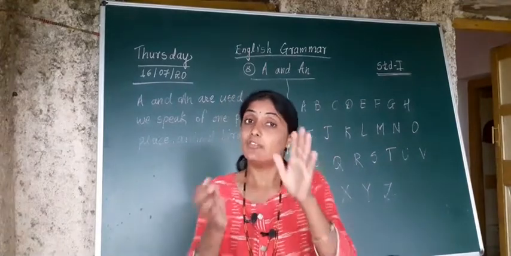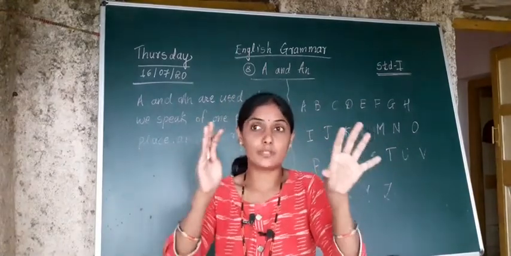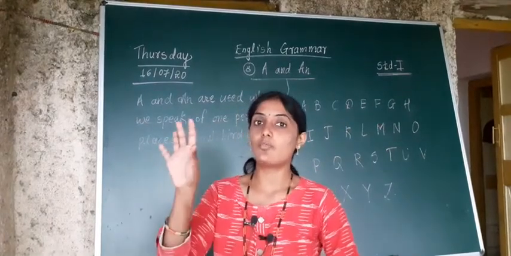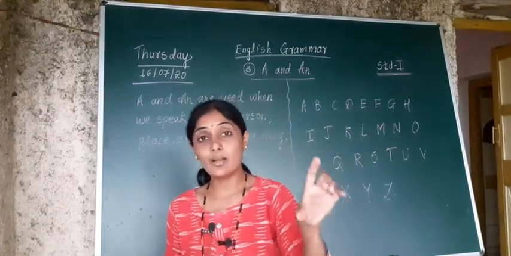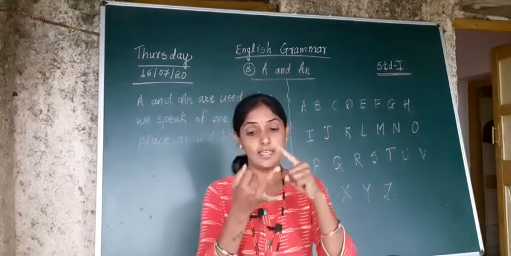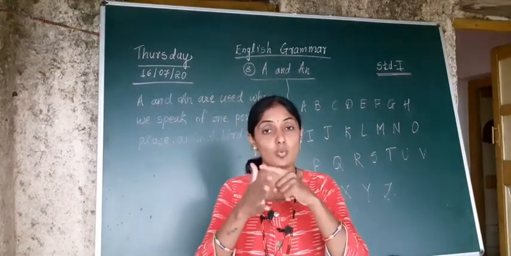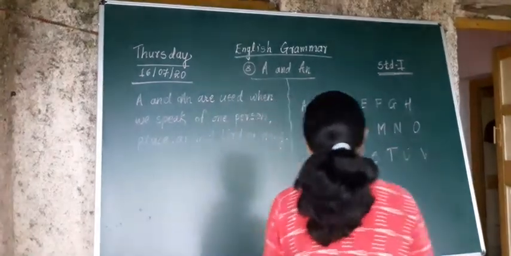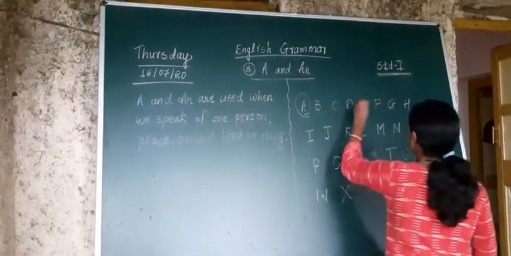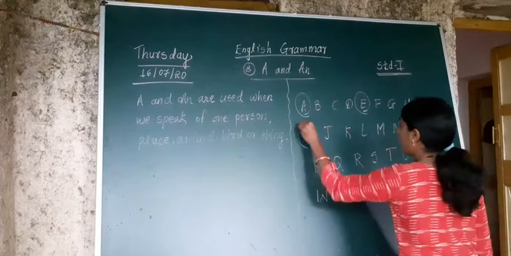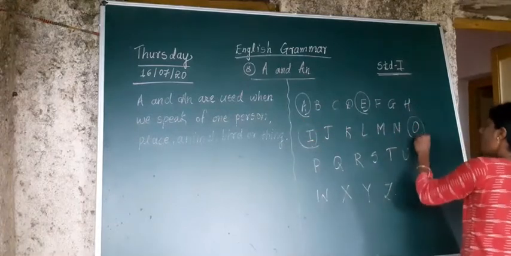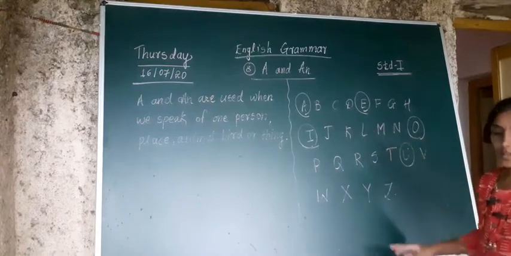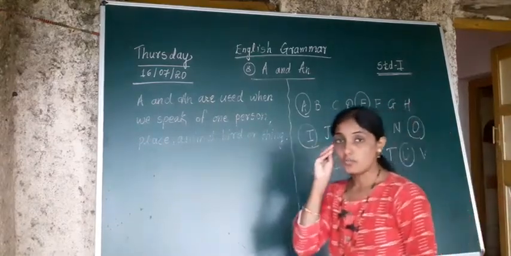From this 26 letters, in second or third period I have told you, we made two groups, we made two teams of letters. One team was of vowels and one team was of consonants. Now which letters are coming in vowels? A, E, I, O, U. 5 letters are coming in vowels. Which are those? A, E, I, O and U. These 5 letters are vowels.